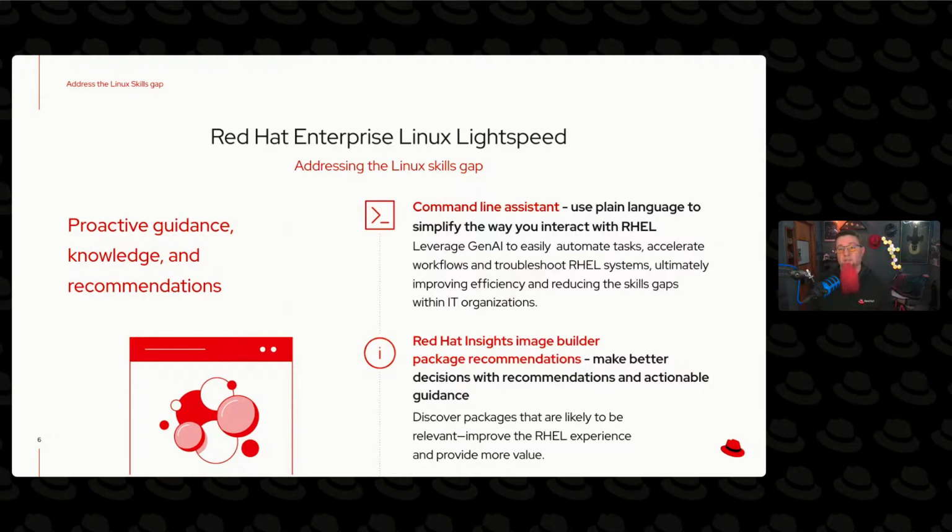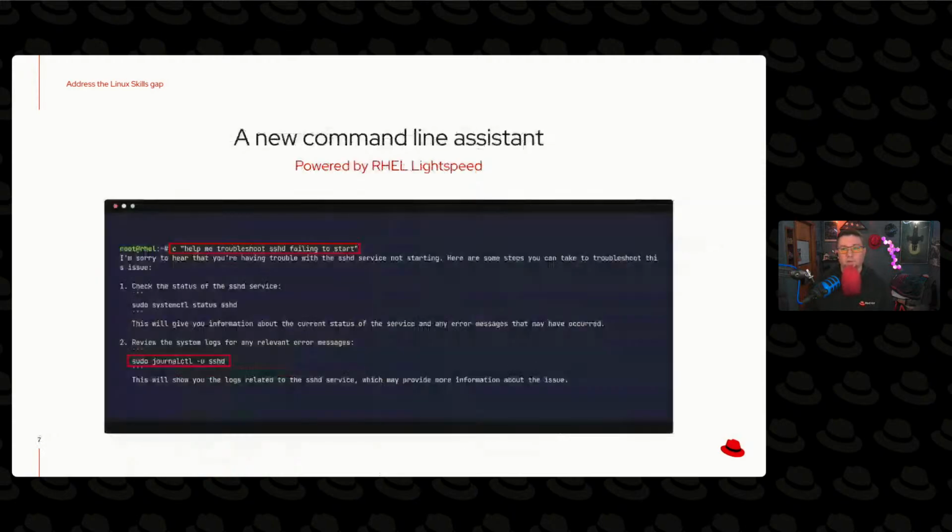What this does is at the point where you're trying to build a new image with Insights Image Builder, it'll give you package recommendations based on what you've got selected and what other customers have installed related to those packages. These aren't just dependencies. You might call them soft dependencies, right? This package usually means you want this other one too. And again, we're going to show a little bit more about that in a second. But first of all, this command line assistant that we talked about.